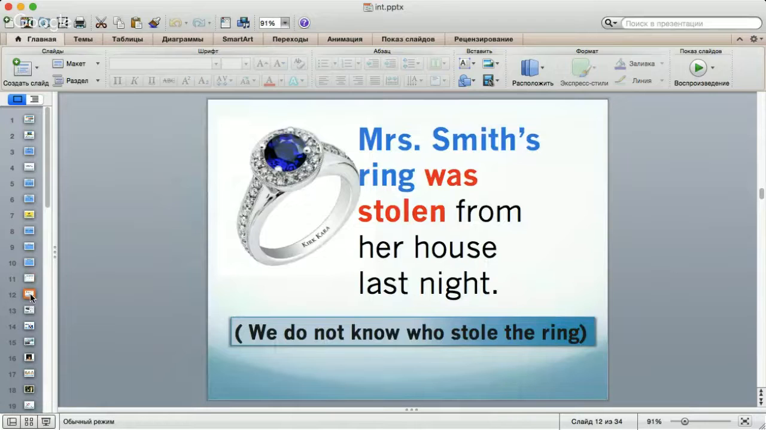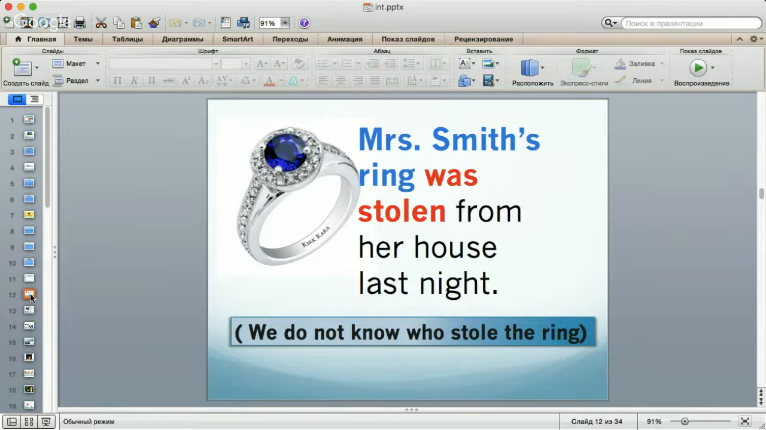Okay. And now I want us to have a look at the cases in which we definitely should use passive voice and not active voice. So let's have a look at these examples.